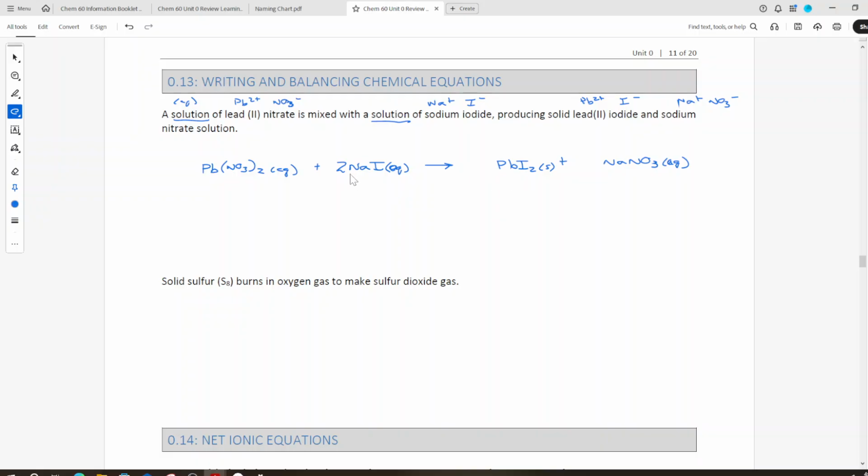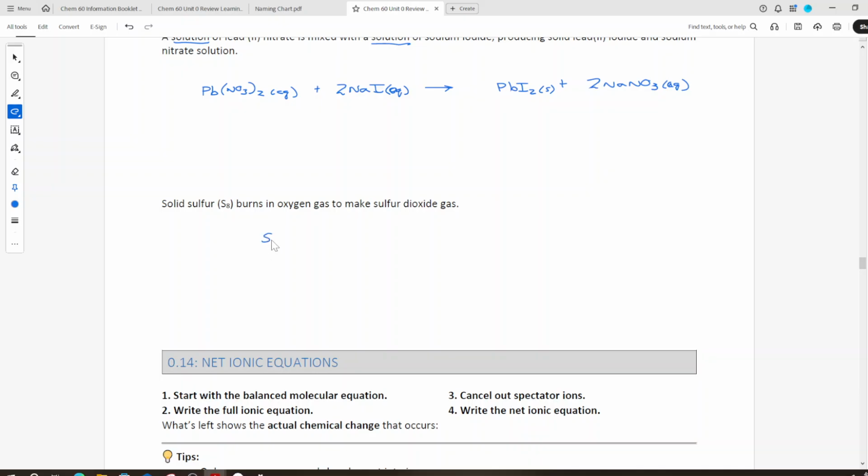That had a ripple effect of changing my sodium. So I'm going to go back and put a 2 over here. So now my sodiums are balanced, my iodines are balanced. This made me have 2 nitrates, but that's okay. I needed 2 nitrates. And then my leads, just double checking, are good to go. Awesome. Pause the video, give the next one a go.